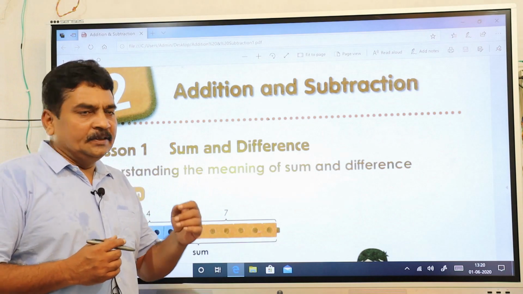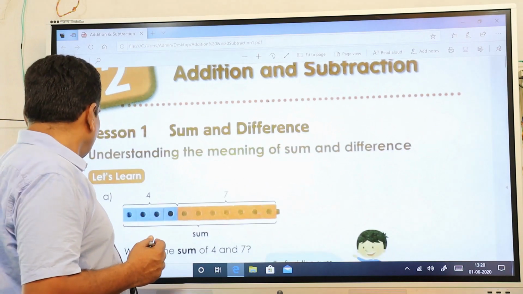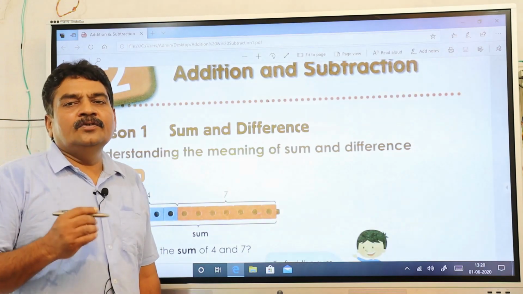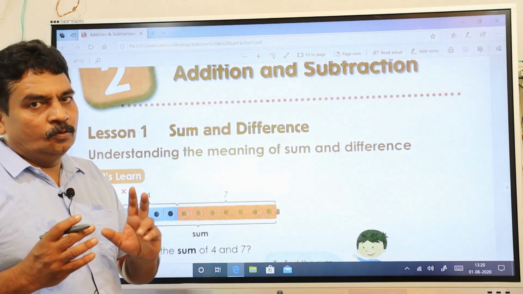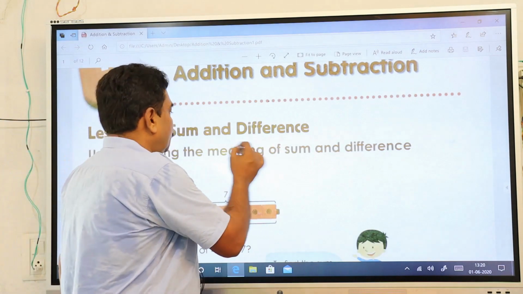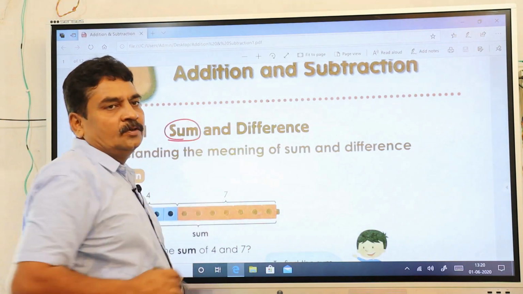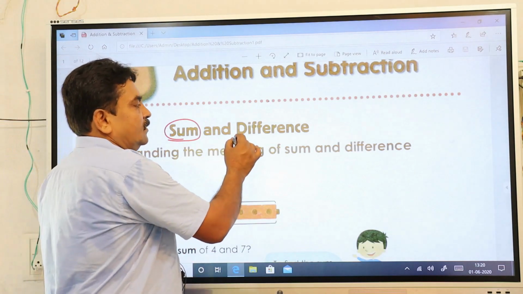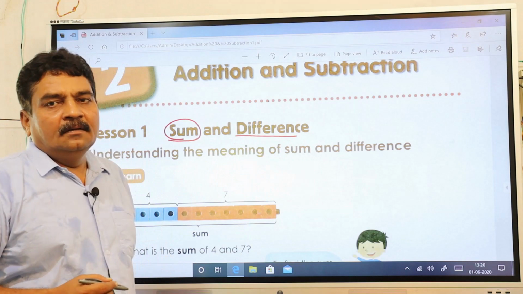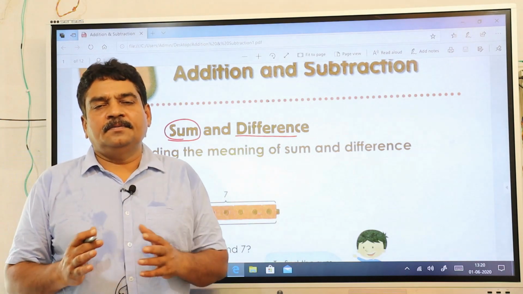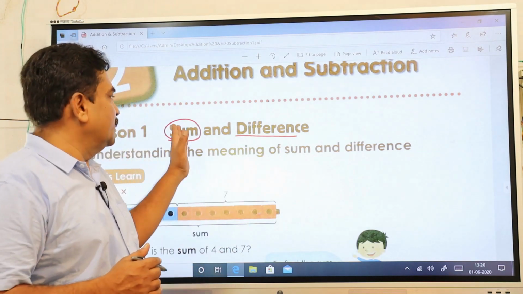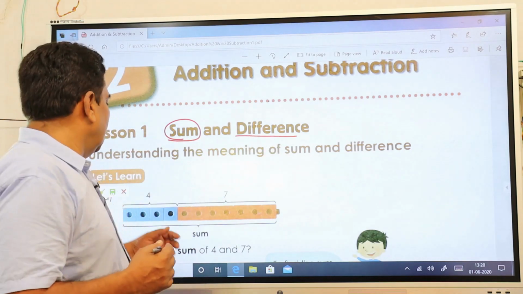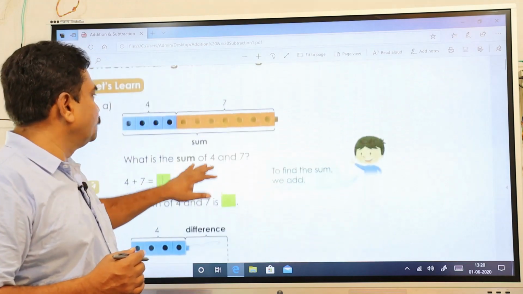Sum means addition. So there are two things. One is SUM, sum. There are two words. We have to consider this SUM, sum. Sum means addition. Difference means minus, subtraction. Okay, addition and subtraction. This is what this meaning is. Let us go to the next one now.